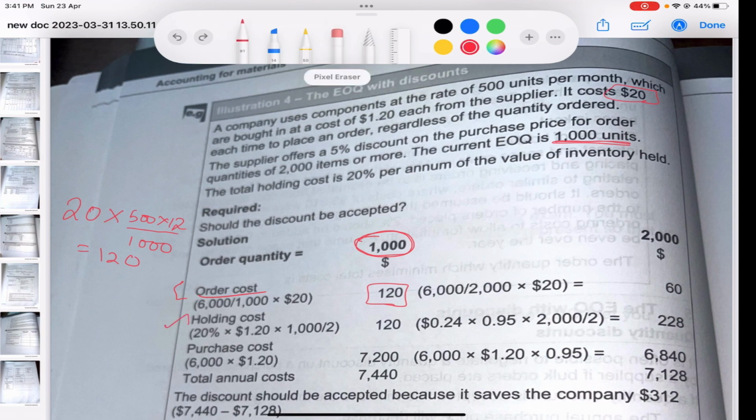What is my holding cost per unit? My holding cost per unit is 20% on the value of inventory held. So how am I going to find that? Average inventory, order quantity. So what is the holding cost per unit? 1.20.